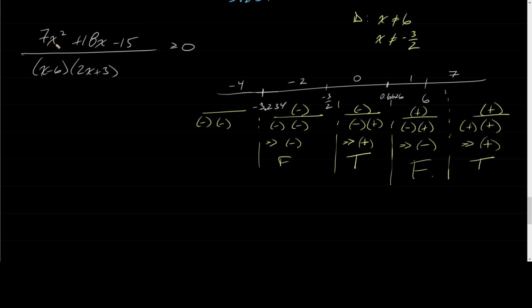Plug in negative 4. Negative 4 squared, 16. 16 times 7 is 112. 18 times negative 4, so negative 68. So we have 112 minus 68 minus 15. Overall, that is positive. We have here an even number of negatives, so overall this is going to be positive again. All right, so now I have that this is going to be true, right? Because a positive value is greater than or equal to 0.